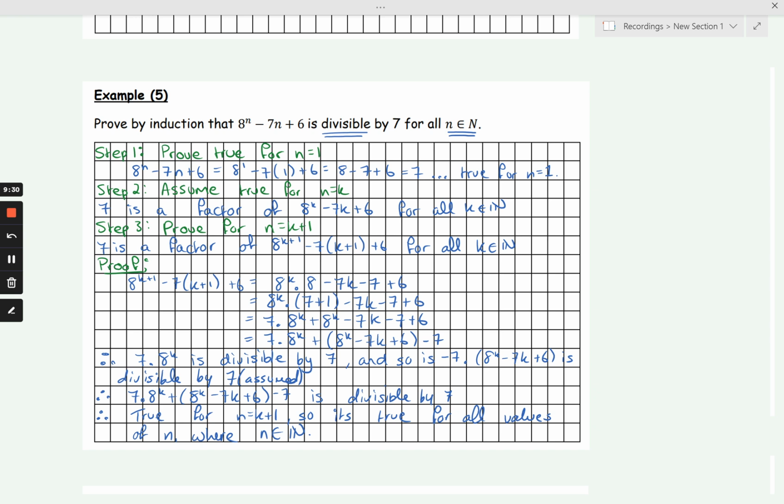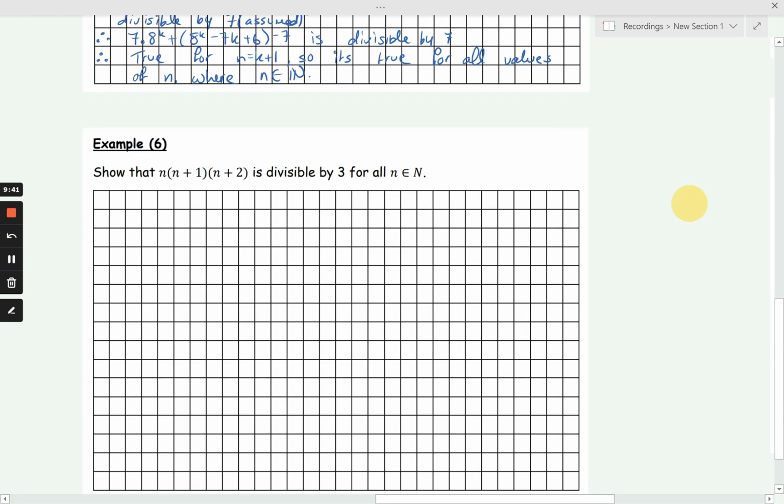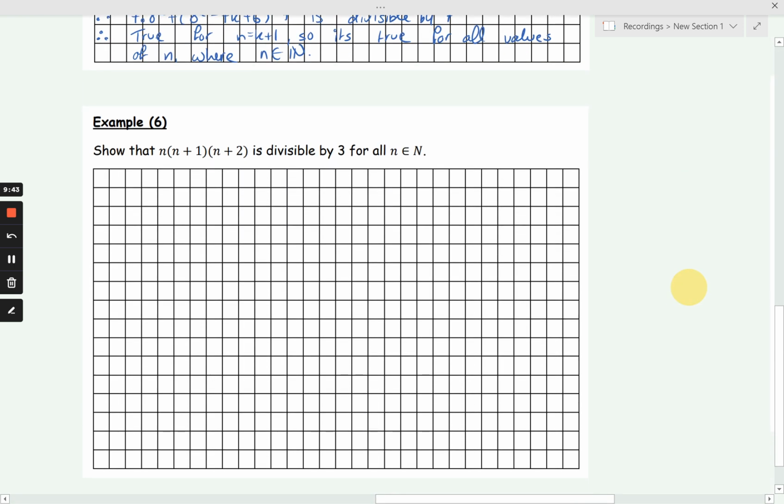And now when you're ready, guys, we're going to move on to example 6. Example 6 is again going to be looking at proof by induction for divisibility. But you'll notice that in example 6, it just says show. It doesn't tell me to use proof by induction. So when we see the words divisibility, we need to know we need to be using proof by induction.